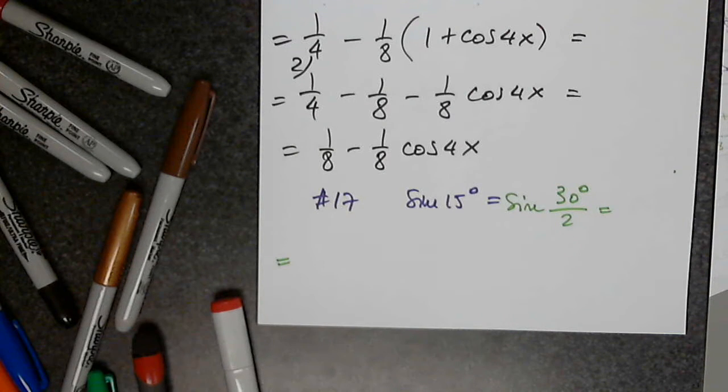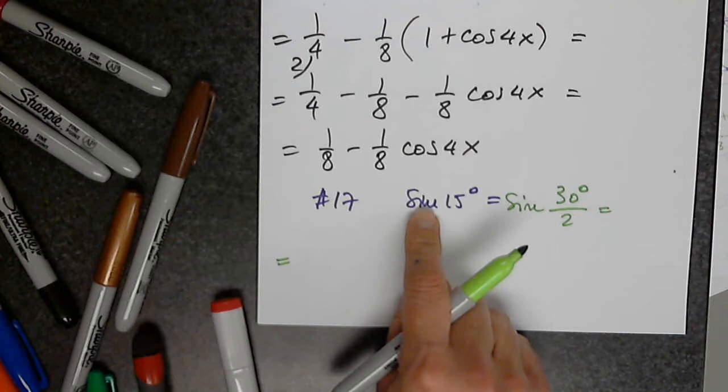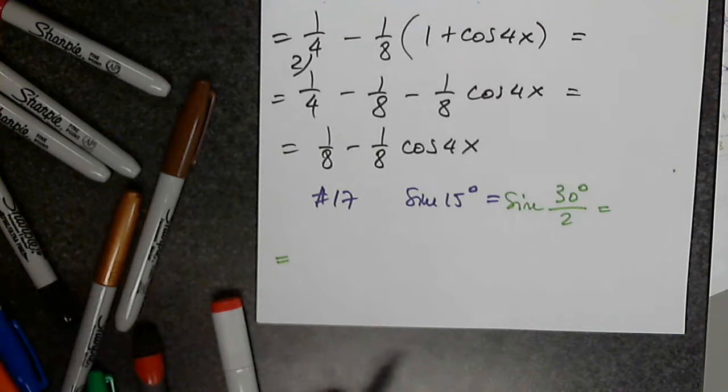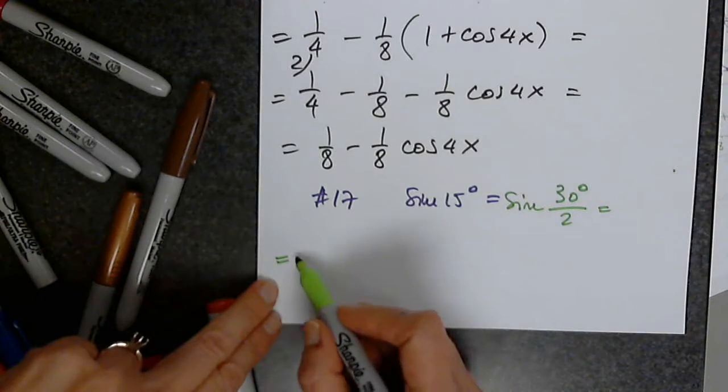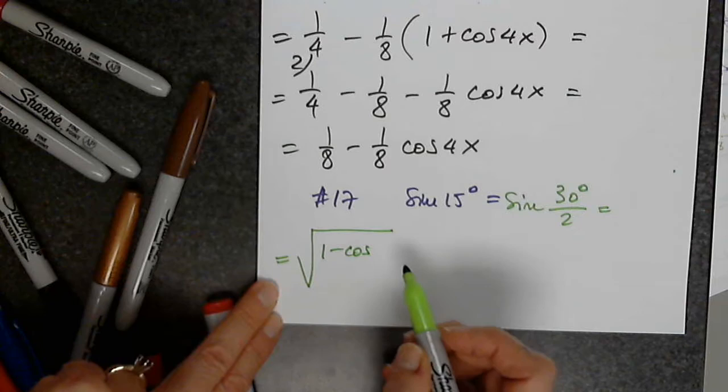Is this an angle in the first quadrant? Since the angle is in the first quadrant, the sine will be what sign? Positive. Good. So sine of 15 equals the positive square root of 1 minus cosine of what?